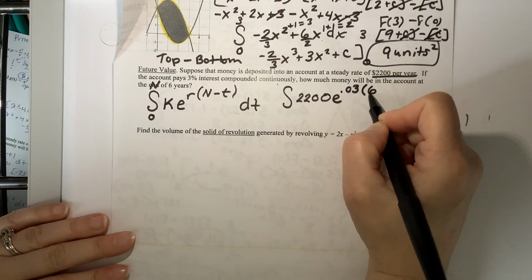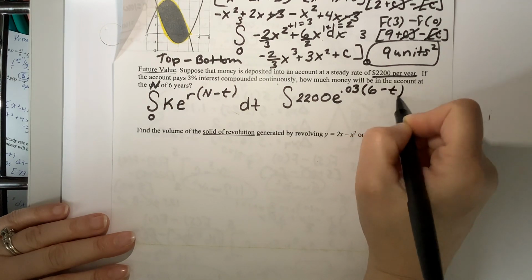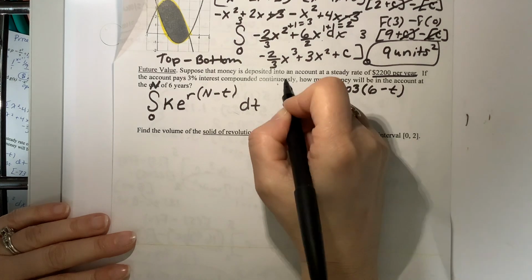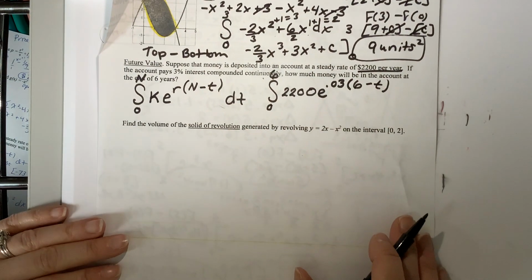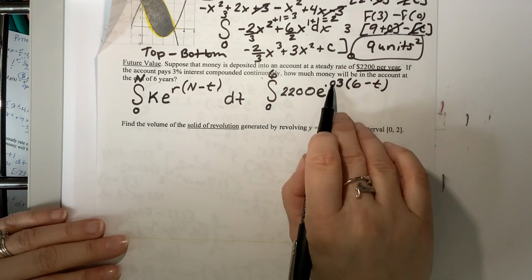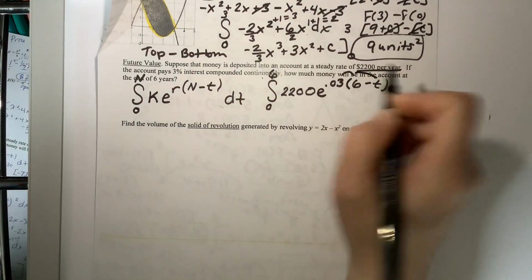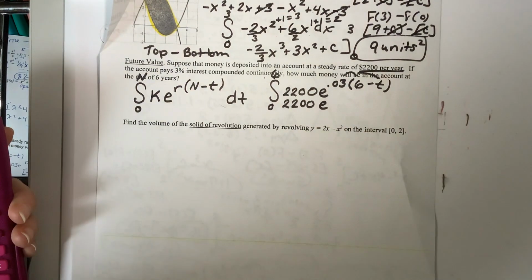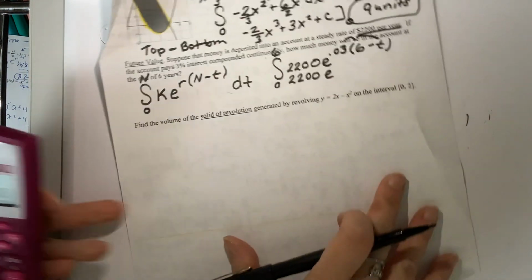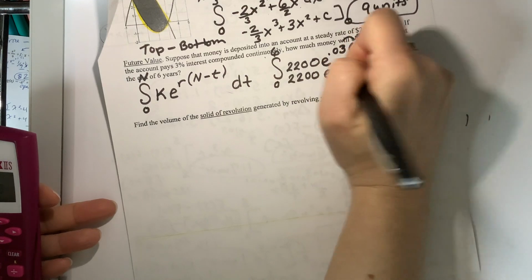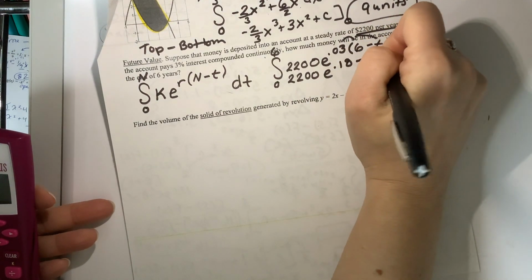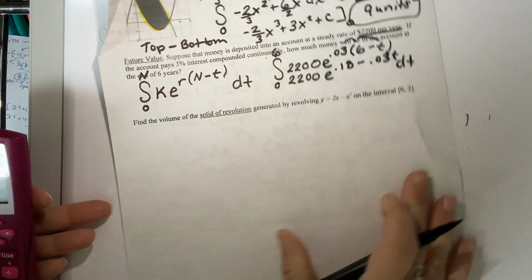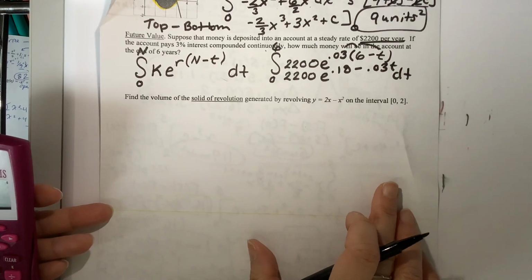So N, number of years, is 6, minus T. We're going from 0 to 6 years. The first thing we want to do is get rid of the parentheses and the exponents. I go ahead and distribute. 2200 E to the, if I take 0.03 times 6, it's 0.18, minus 0.03t dt. Find the antiderivative.